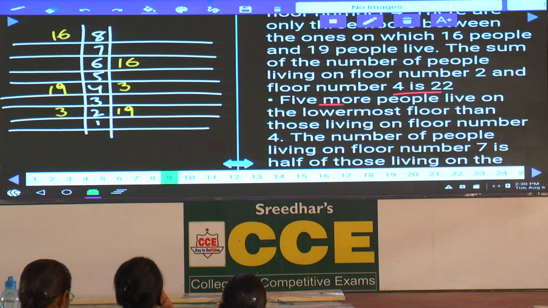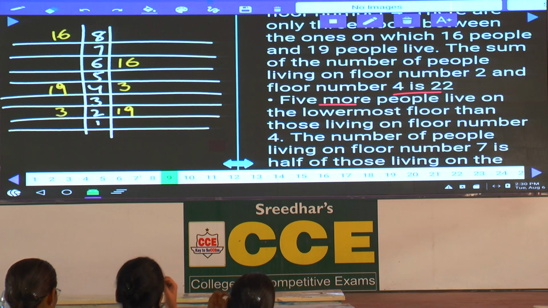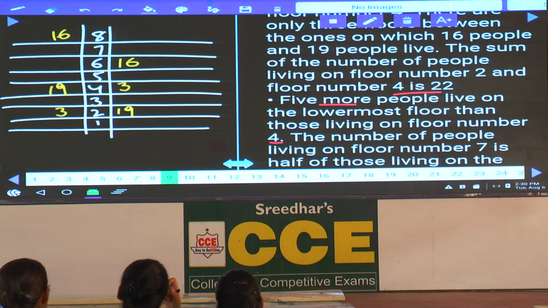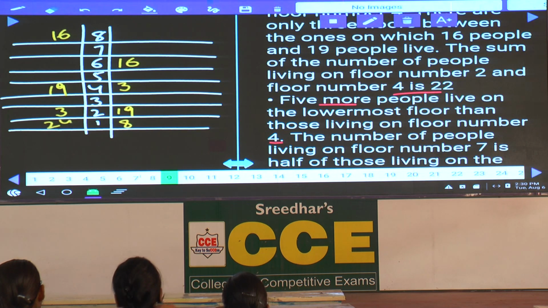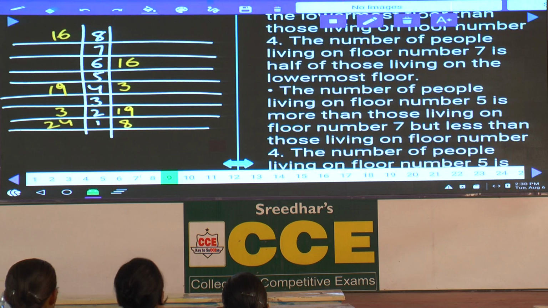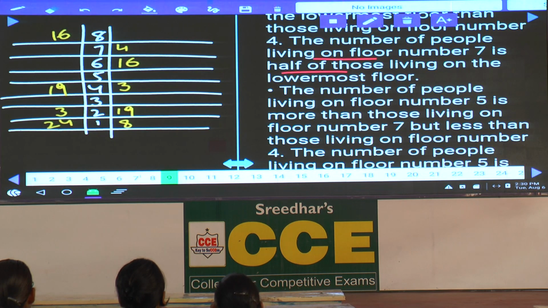5 more people, underline this word more. 5 more people live on the lowermost floor than those living on floor number 4. Floor number 4 plus 5 more. And 3 plus 5 is 8. Here 19 plus 5 is 24. And next one, the number of people living on floor number 7 is a fraction of that of the lowermost floor. Of this one, 7 means in the first case it is 4. And in the second case there are 12 people.